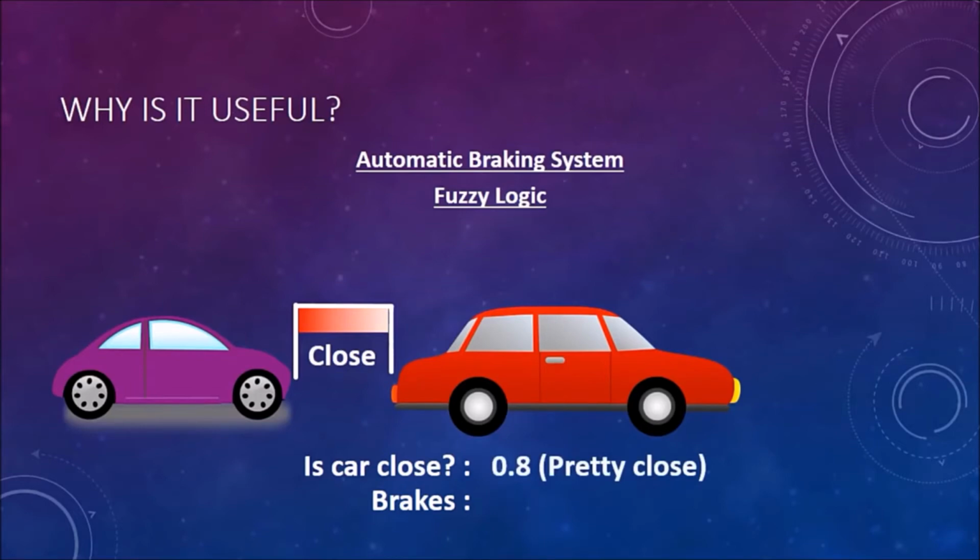0.8 is pretty close. And as a result, we're going to apply fairly heavy pressure to the brakes, and this will slow us more quickly. The result of this is that you get a much smoother output depending on where the car is, and it's not just on or off for your brakes. This will put less stress on the car and the occupants.